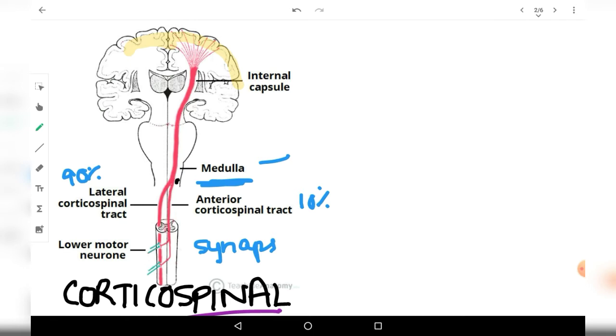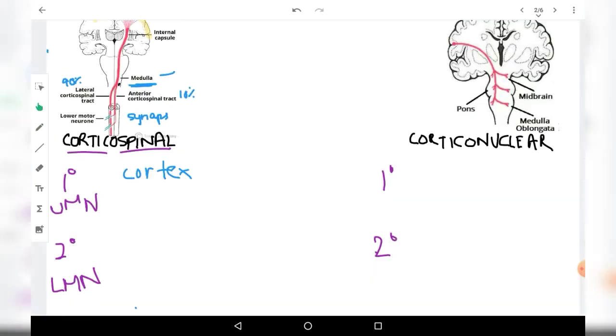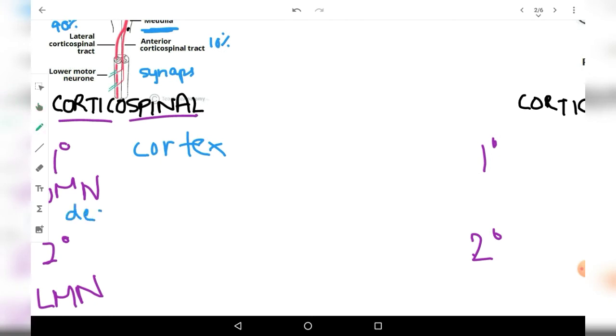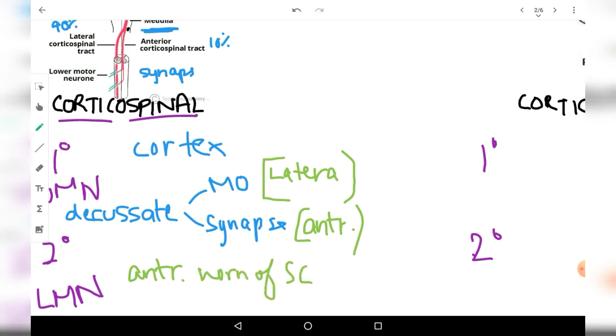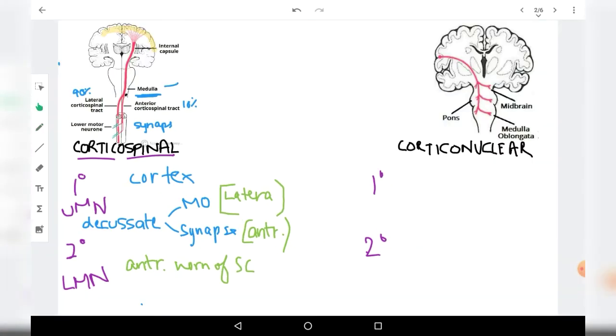So it's not that all the tracts decussate at the same place, that is, they cross over to the opposite side. So again let's write it here. So where do they decussate? At the level of medulla oblongata and at the level of synapse with the lower motor neuron. Those which decussate at the medulla oblongata are called the lateral corticospinal tract, and those which decussate at the level of synapse with lower motor neuron are called the anterior corticospinal tract. And the lower motor neuron begins in the anterior horn of the spinal cord. Okay, so this is for now the corticospinal tract.